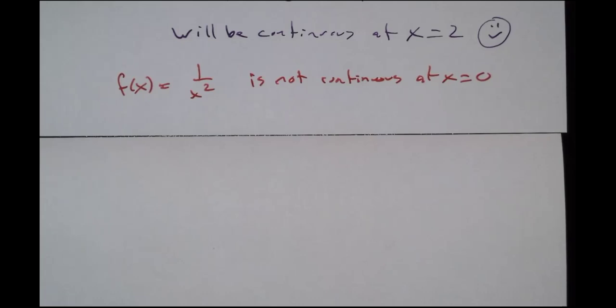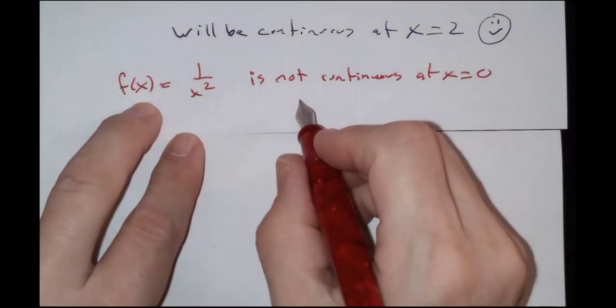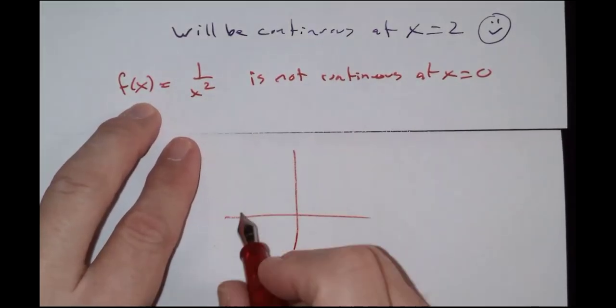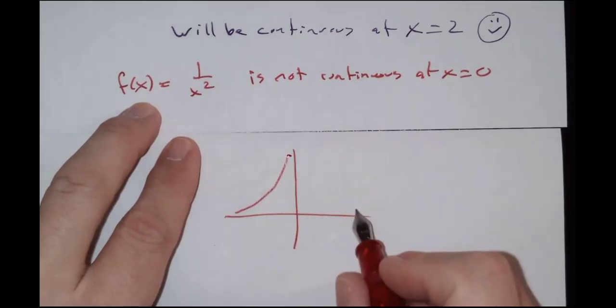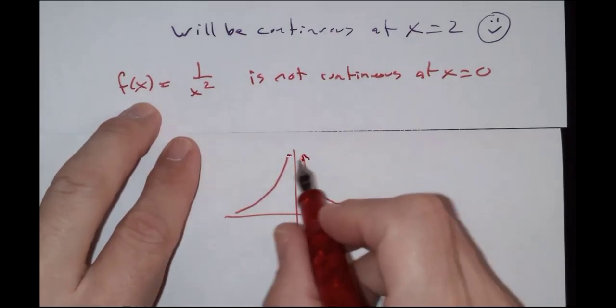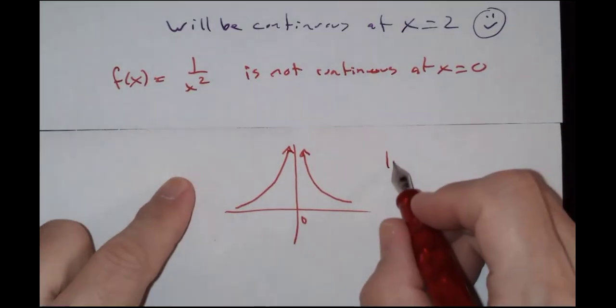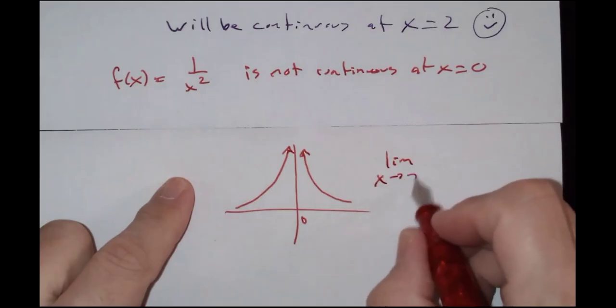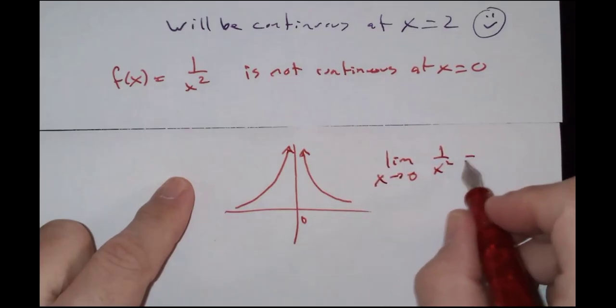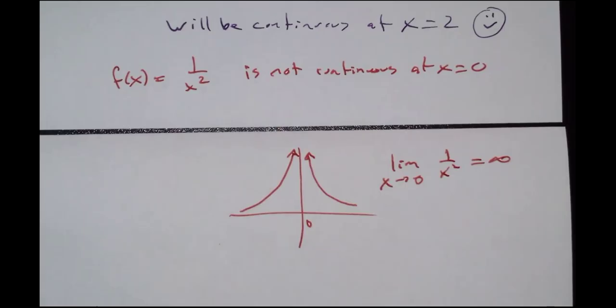There is a vertical asymptote. And what's more, that vertical asymptote at 0 means we actually have a limit at 0. The limit as x approaches 0 of 1 over x squared is infinity, because this keeps going up and up and up and never stops.